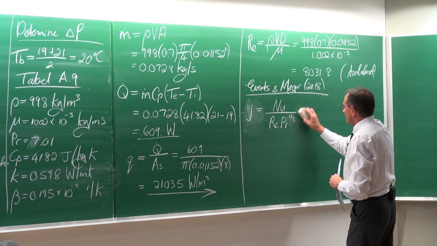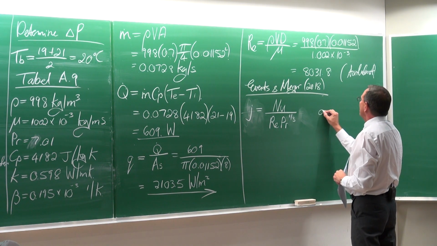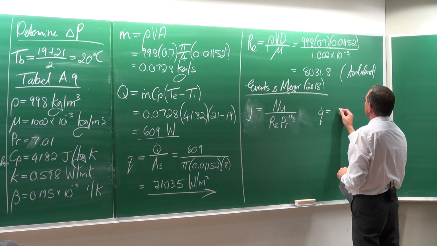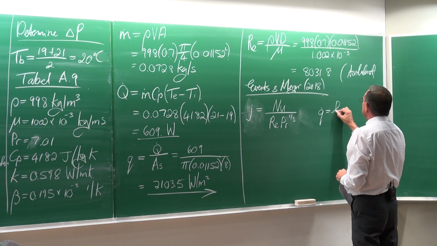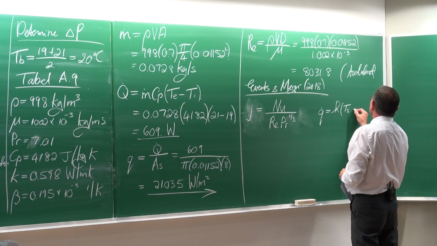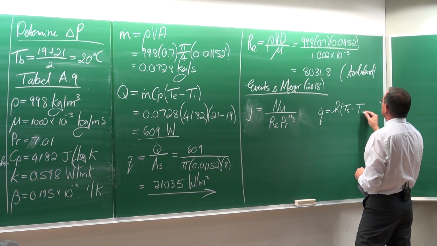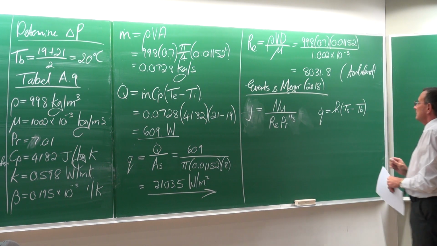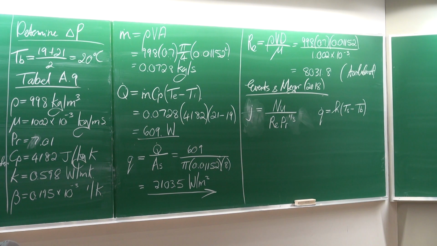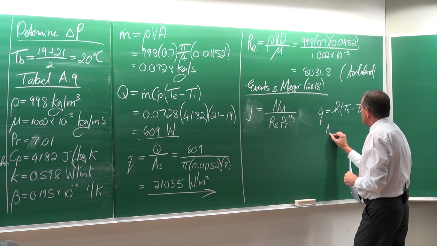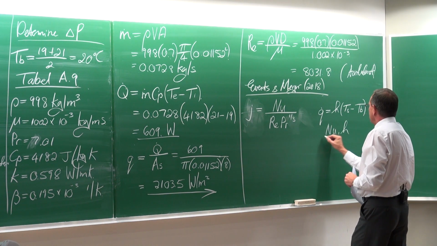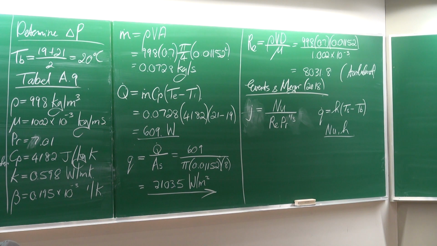In terms of the heat flux, it is equal to the heat transfer coefficient multiplied by the surface temperature minus the bulk temperature. Okay, so I see that I've missed calculating the Nusselt number and the heat transfer coefficient. I'm just going to do the calculations at home.